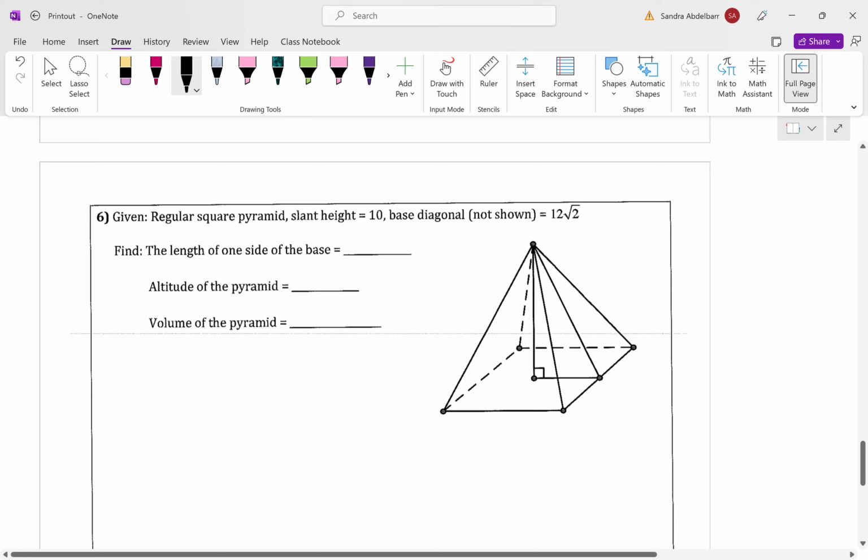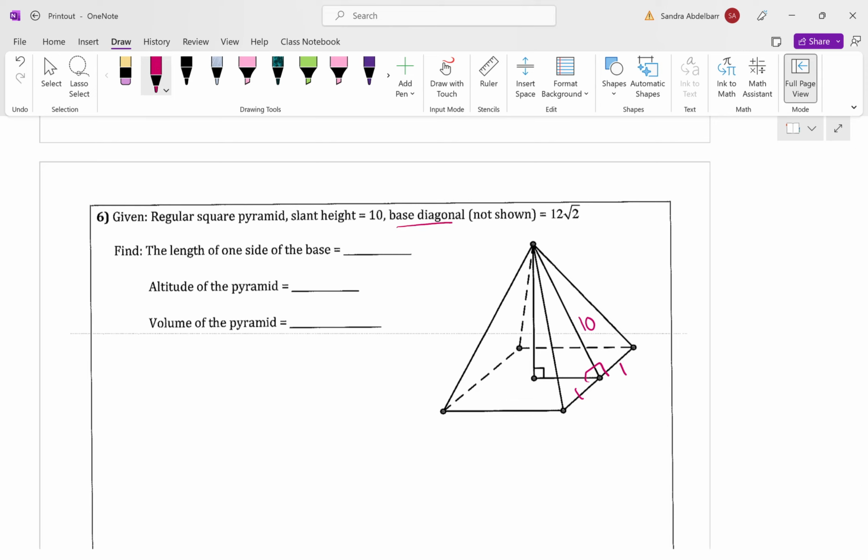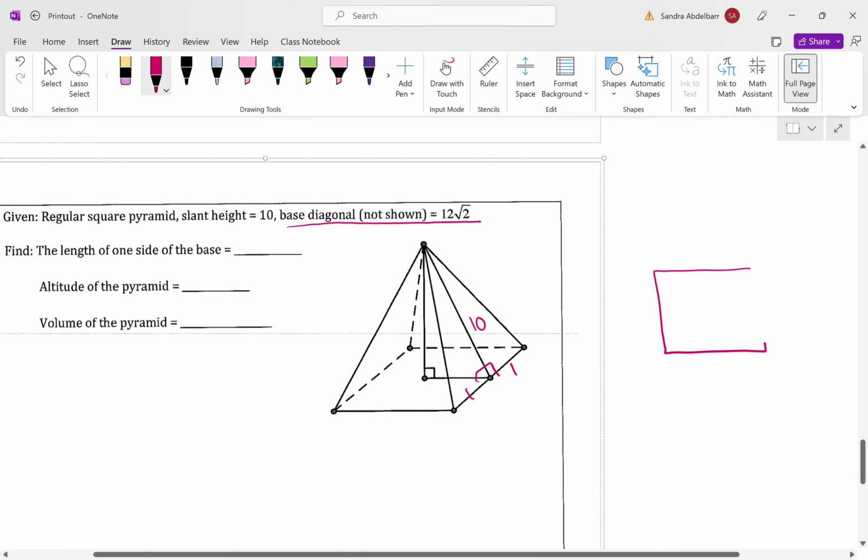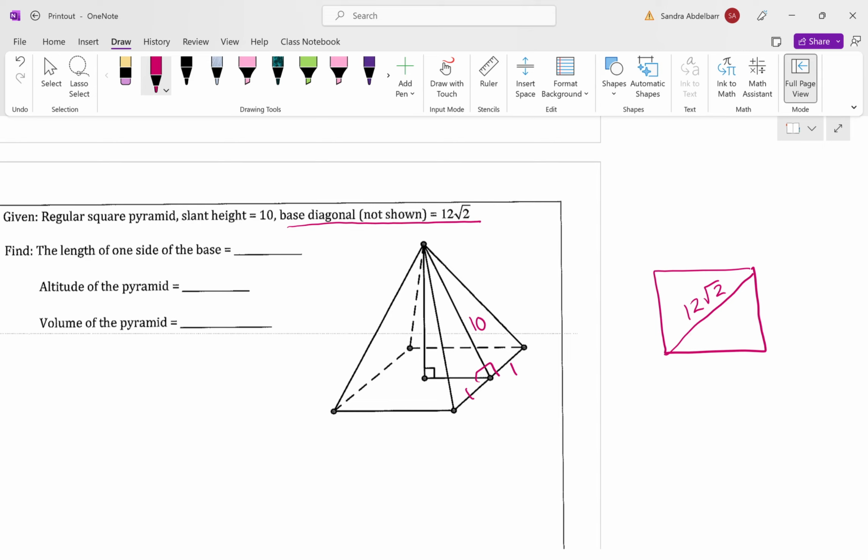All right, one more together, then one on your own, and then we're done. So given the regular square pyramid, so we're back to a square pyramid, the slant height is 10, so I'm labeling my slant height as 10. Oh, being sneaky here, the base diagonal not shown is 12√2. So I'm going to go over to the side, draw the base, and draw the diagonal, which is 12√2.